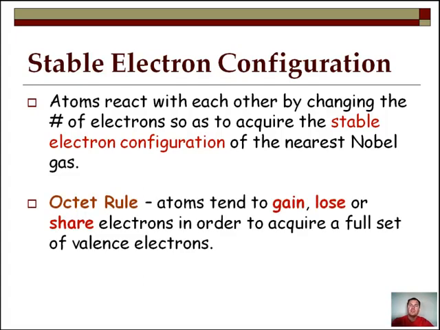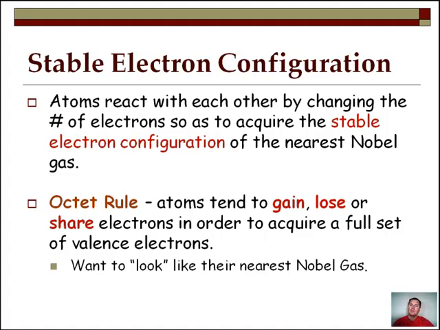Okay, and this is following what we call the octet rule. The octet rule says that atoms tend to gain, lose, or even share electrons in order to acquire a full set of valence electrons. And that's what they're going for. When they have this full set of valence electrons, they have a stable electron configuration. Everybody likes to be stable. You don't want to be unstable.